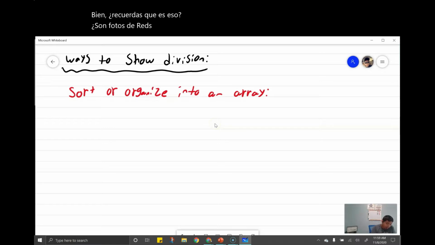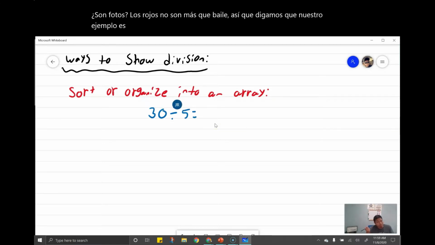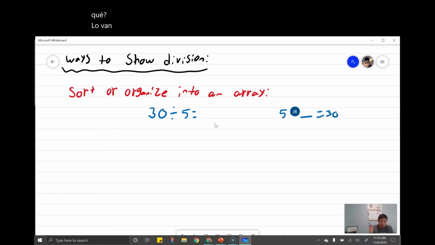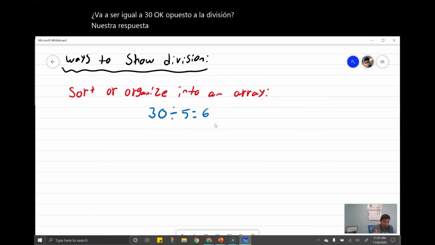So let's just say our example is 30 divided by 5. Okay, so remember, it's kind of like the opposite of multiplication. So 5 times what is going to equal 30? Okay, opposite of division. Opposite. Our answer is going to be 6. Good. Now let me show you how we got that, okay?